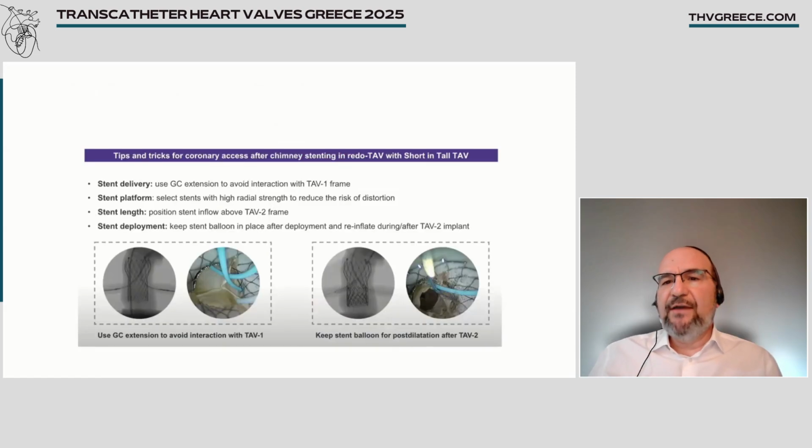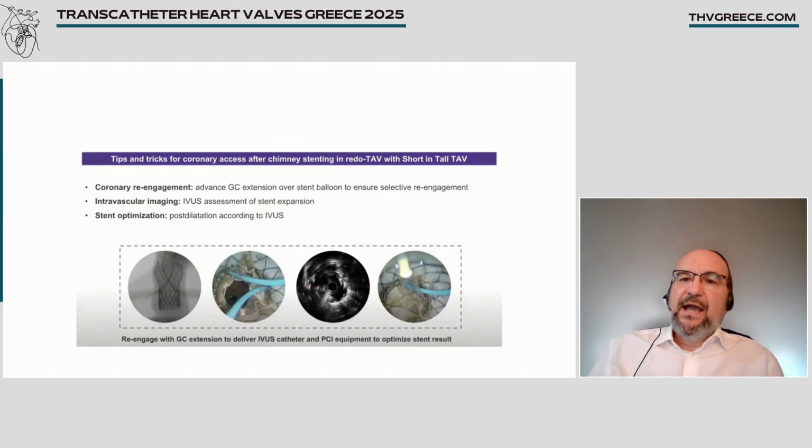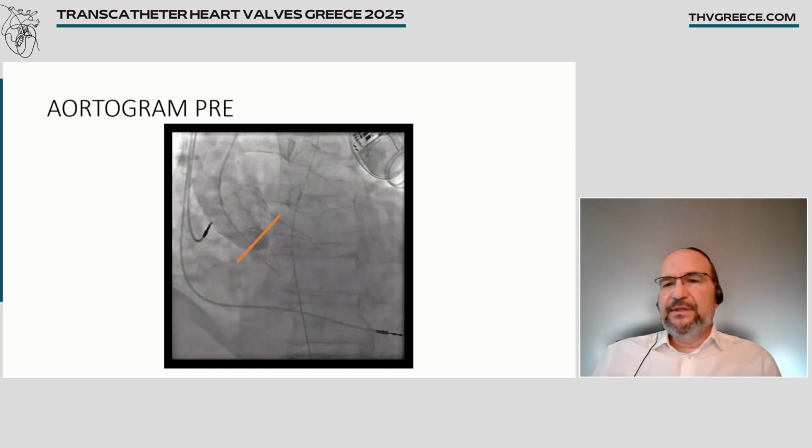And this is because we have to use guide extension. In order to avoid interaction with the first TAVI frame, we have to select stents with high radial strength. We have to position the stent inflow above the second TAVI frame. And we have to keep the stent balloon in place after deployment in order to reinflate after the second TAVI implantation. And in order to do this, we have to use the guide extension and advance the guide extension over the stent balloon. Sometimes we have to use IVUS in order to assess the stent and post-dilate according to IVUS. So this is our case.